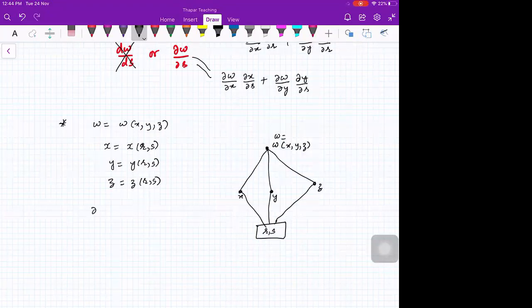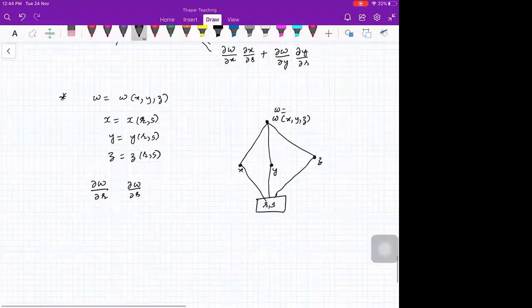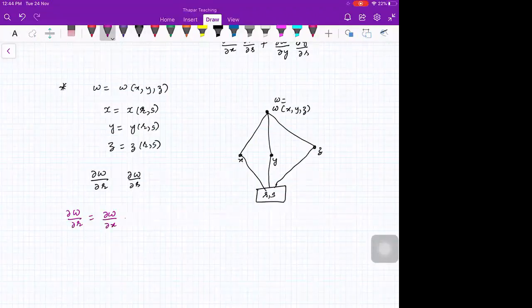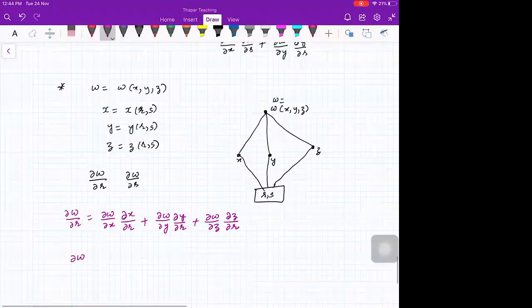Then you will talk about ∂w/∂r and ∂w/∂s. So what will be ∂w/∂r? That will be ∂w/∂x times ∂x/∂r plus ∂w/∂y times ∂y/∂r plus ∂w/∂z times ∂z/∂r. And what will be ∂w/∂s? That will be ∂w/∂x times ∂x/∂s plus ∂w/∂y times ∂y/∂s plus ∂w/∂z times ∂z/∂s.